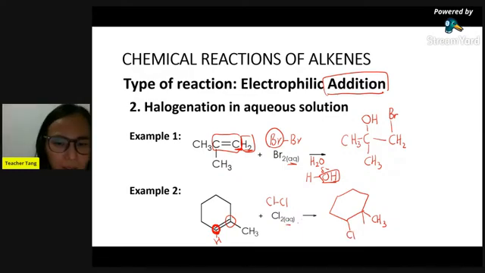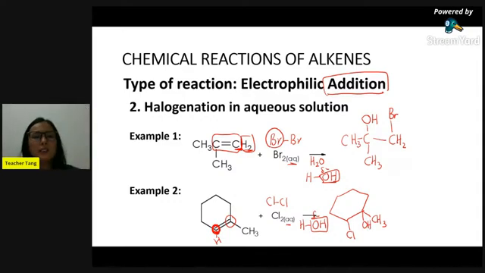Okay, and then the aqueous, so that means the solvent is water. Remember, after Cl comes in, this carbon will become positively charged, with 3 bonds. Therefore, the partially negative side of water, OH, will come in. So this is the halogenation in aqueous solution product.